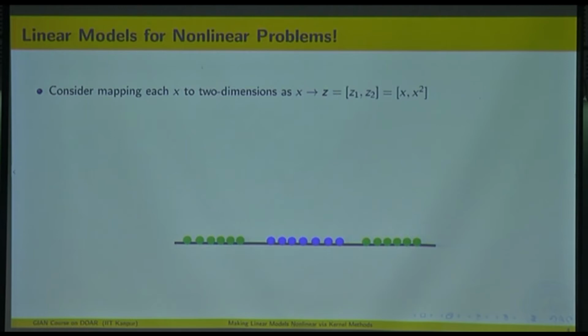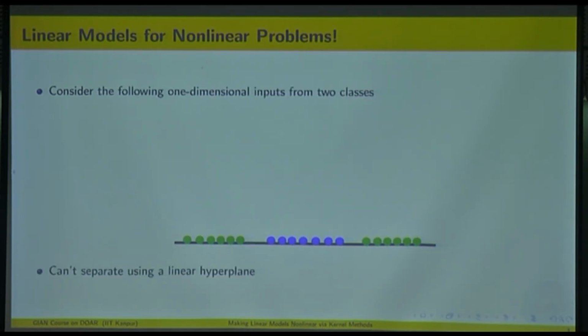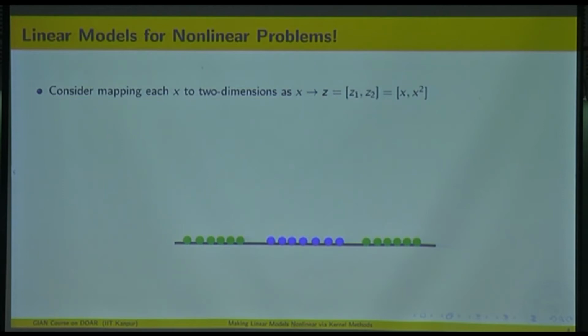However, let's try to change the representation in which we have the data. So for instance, right now the data in this case is lying on a one-dimensional line, the real line. So suppose we take every point, let's say x, and map it to a 2-dimensional space. So suppose we have this x and we map it to something called z, which is now defined by 2 coordinates, where the first coordinate is x and the second coordinate is x squared.